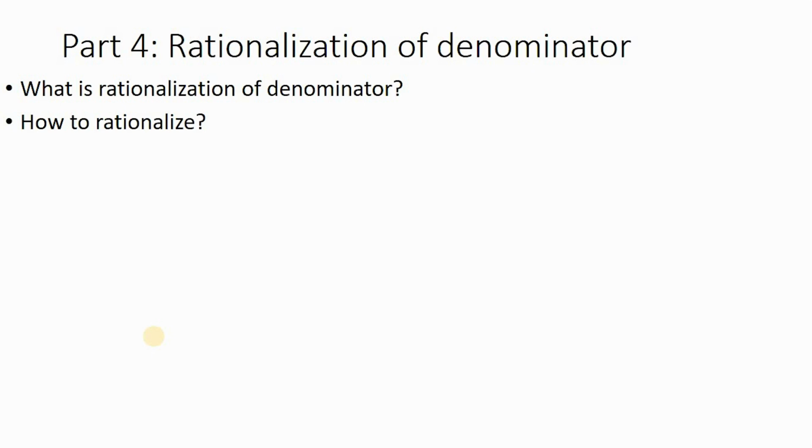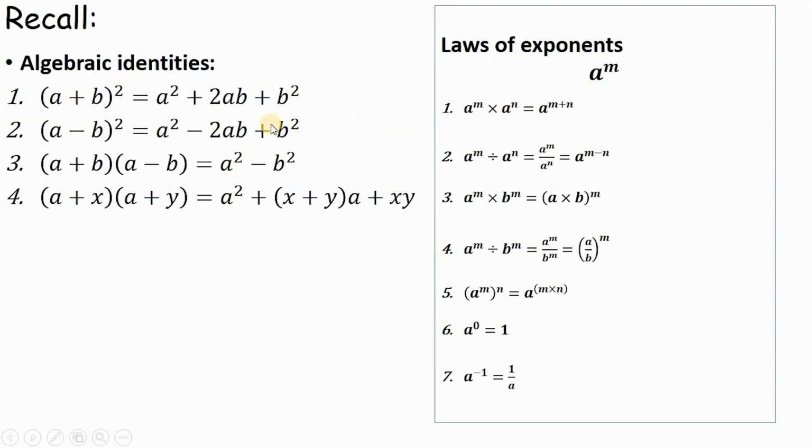And before going into the detail, we are going to recall some of the very basic algebraic identities and the laws of exponents that we have learned in class 8. Now here I have written the algebraic identities. Here a plus b whole square is equal to a square plus 2ab plus b square, and a minus b whole square equal to a square minus 2ab plus b square, and a plus b into a minus b is equal to a square minus b square, and a plus x into a plus y equal to a square plus x plus y into a plus xy.